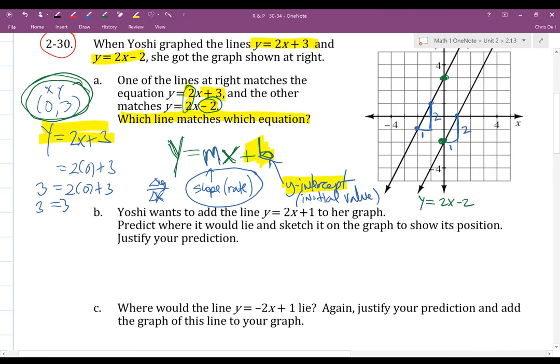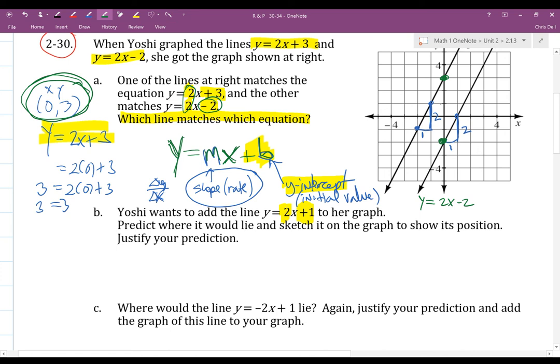All right. So let's keep going. So Yoshi wants to add the line y equals 2x plus 1 to her graph. Predict where it would lie and sketch it on the graph to show its position. So again, we know that that slope is the same as the other two. It's the 2x, so it's parallel. And this time, the y-intercept crosses through positive 1. So how do we graph that? Quickly, how do we show all the solutions to this equation?